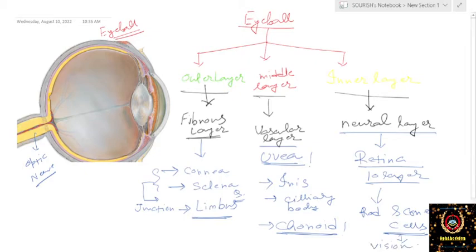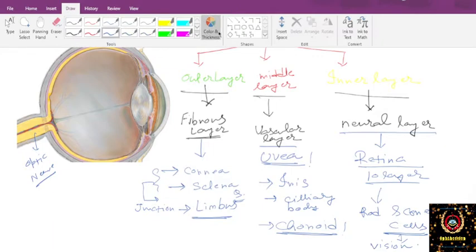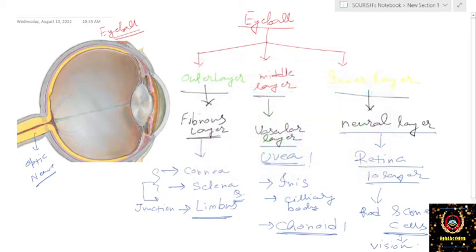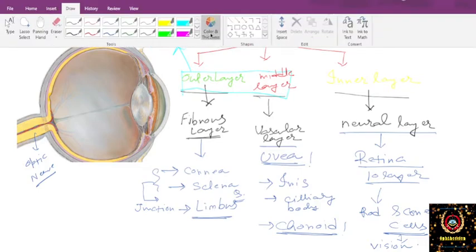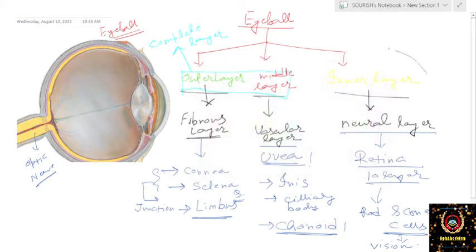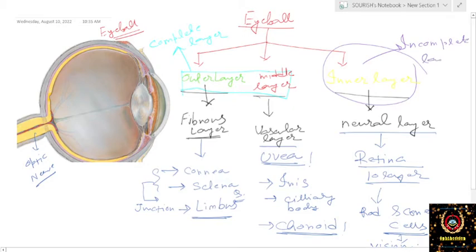Now we have to know a very important point about these layers. These two layers, outer layer and middle layer, are complete layers. But the inner layer, that is called the retina, is an incomplete layer. Very important.